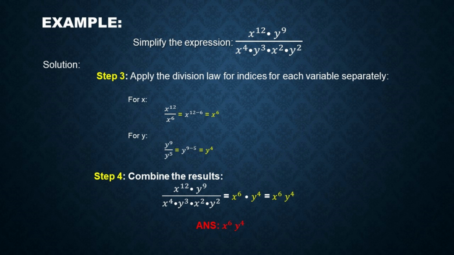Step 4. Combine the results. Finally, to find the final answer, we will just combine the results from step 3. x raised to 6 multiplied by y raised to 4 will result in our final answer, which is x raised to 6 y raised to 4.